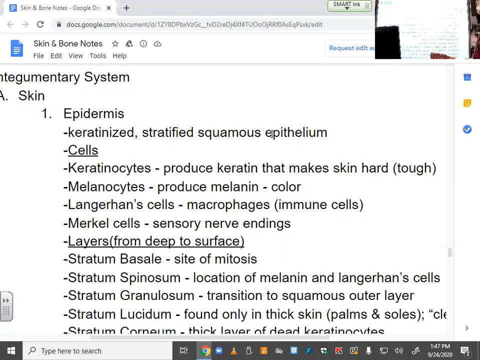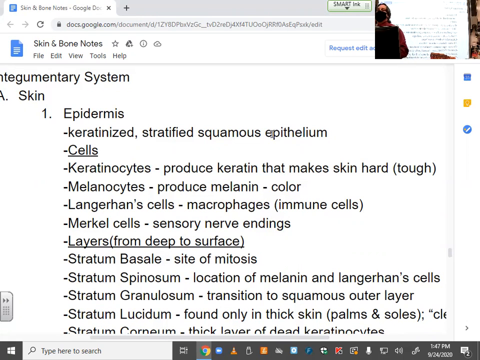Epidermis is just keratinized, stratified squamous epithelium. Stratified squamous epithelium we talked about the other day. What does stratified mean? Stratified is the opposite of simple. More than one layer. And squamous means flat, squished cells. Okay? And then keratinized just means that it has the protein keratin in it.